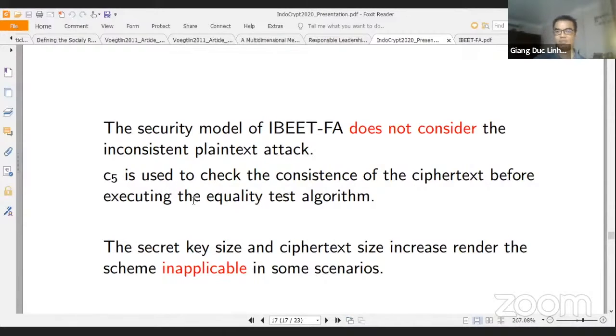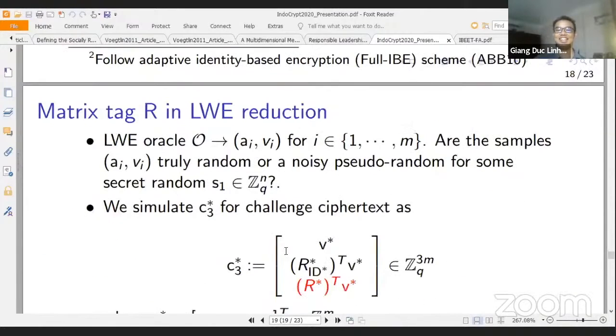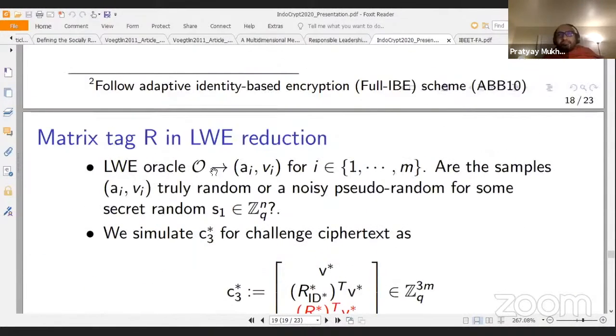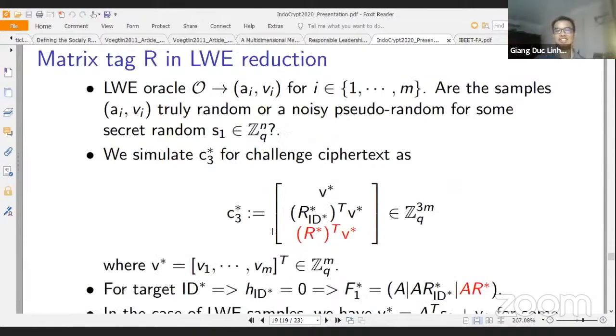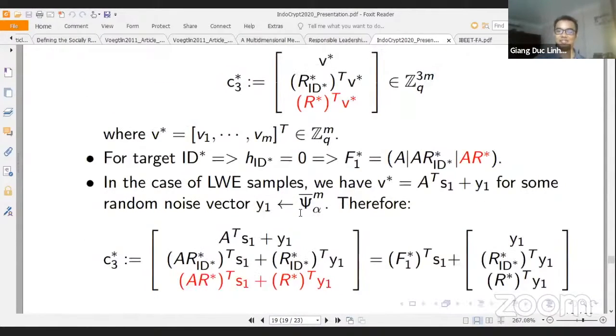equality test. Hello, Jiang, sorry to interrupt, but would you wrap up soon? Yeah, we're almost running out of time. Yeah, it should be that. Thanks. Yeah. And here we will talk about the matrix A in our reduction, but as you can see, my time is up, so you can go to our paper to see the full reduction.